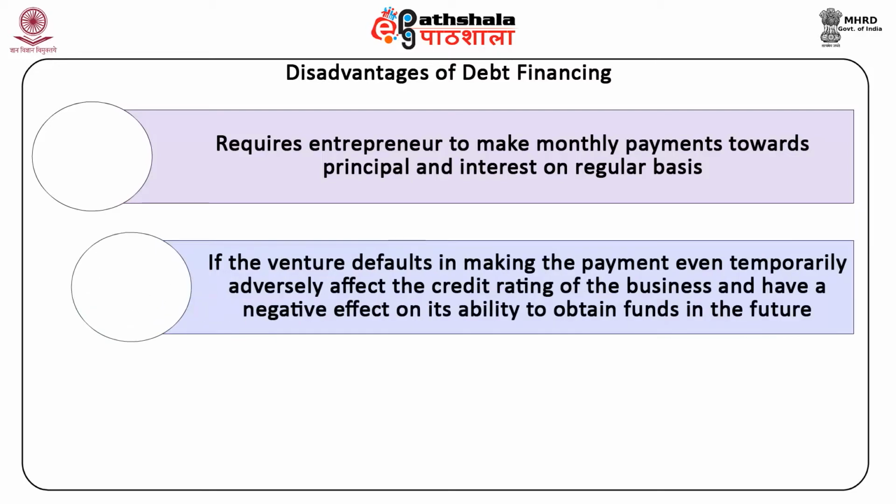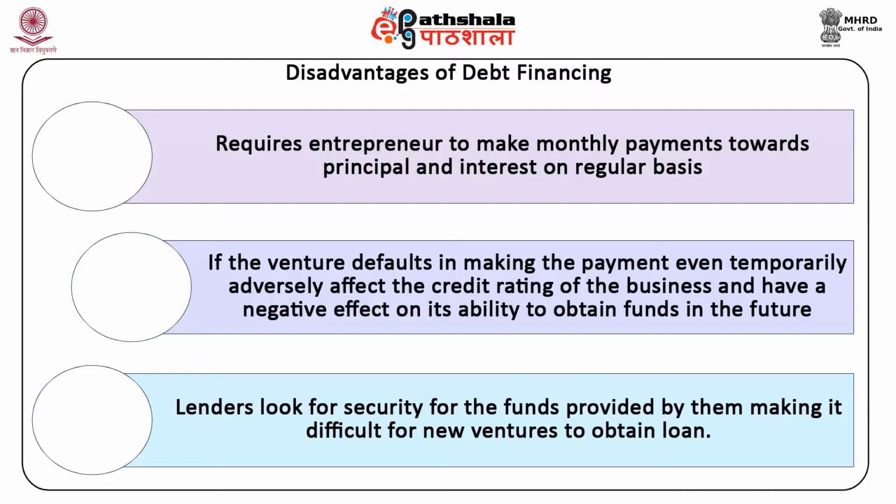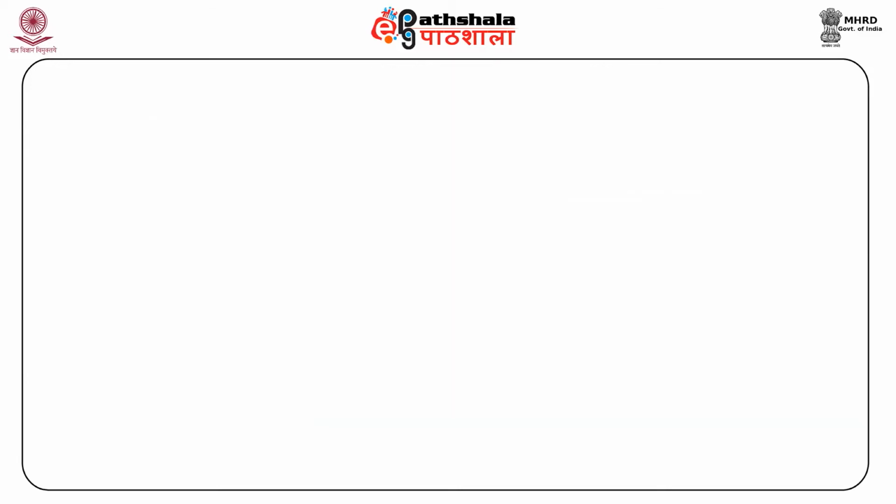If the venture defaults in making the payment, even temporarily, it can adversely affect the credit rating of the business and have a negative effect on its ability to obtain funds in the future. Lenders look for security for the funds provided by them, making it difficult for new ventures to obtain loans. Moreover, if lenders give loans to new ventures, they generally charge high rates of interest or take collaterals.